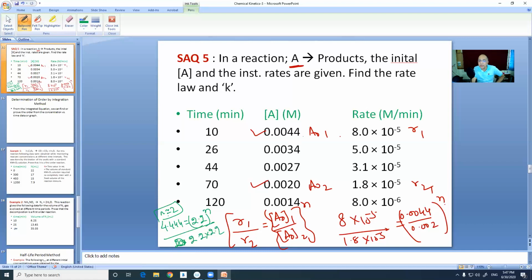Let us now take data 1 and data 2, for example. Forget about the time. Time is not required because the rate is given already. These time data are superfluous. If the product data were given, then you would have divided by the time to get the rate. But rate is given. So 8 by 5 is equal to 0.0044 by 0.0034 to the power n. So 8 divided by 5 is 1.6.